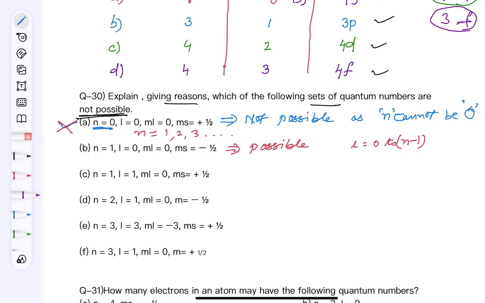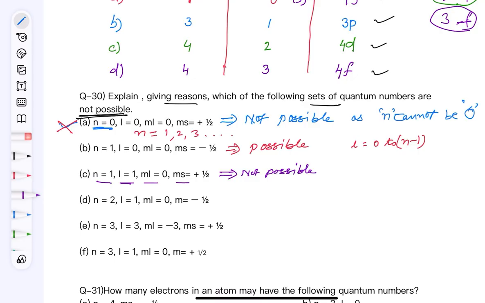Now let us look at the third one. n is equal to 1, L is 1, ml is 0, spin quantum number is half. One thing to note here, as I just told you, is that when you put n as 1, the value of L would be 0 only. L equal to 1 is not possible. So this set of quantum numbers is not possible.